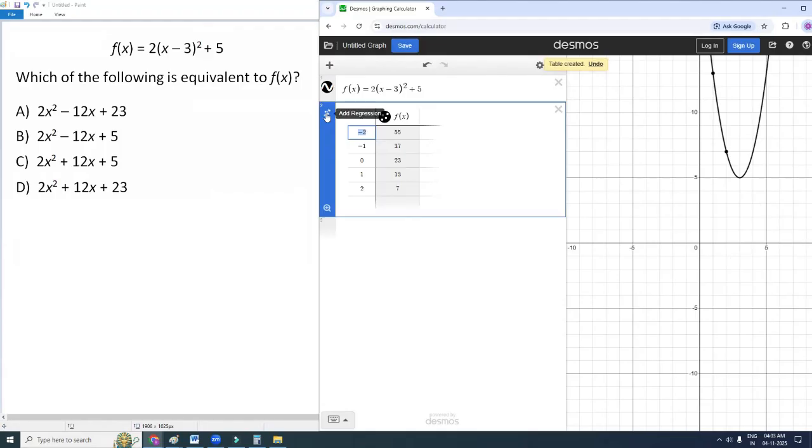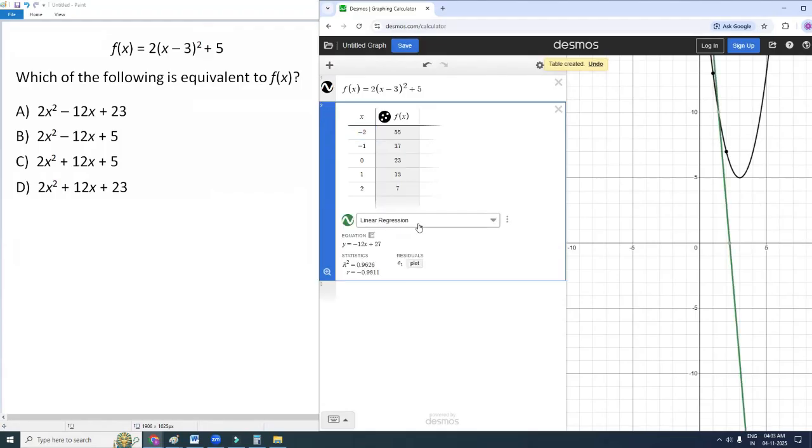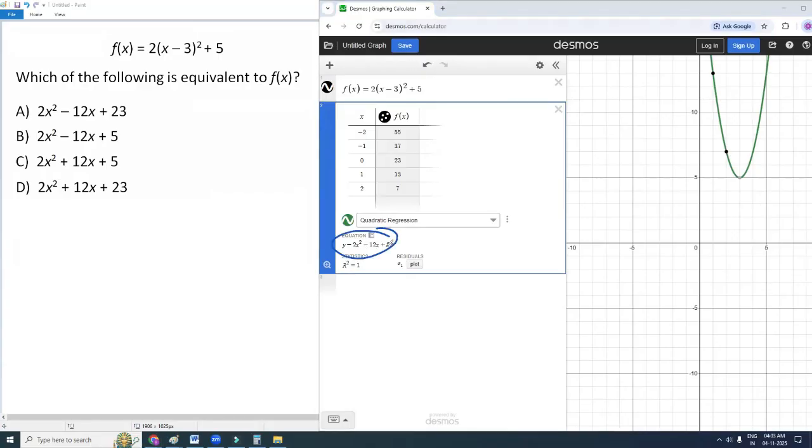And now click on the stuff we have over here. And now change this linear regression to quadratic regression. Here I got the given quadratic function in standard form: y = 2x² − 12x + 23. Now we have to check the answer choices, where we have this one, 2x² − 12x + 23.